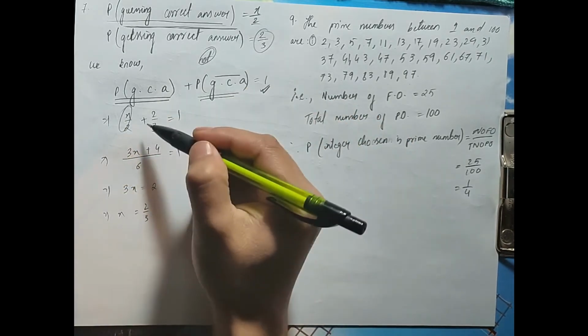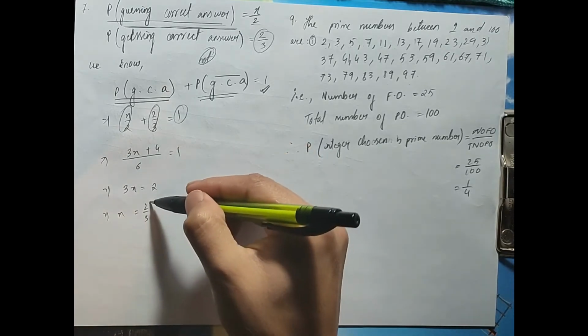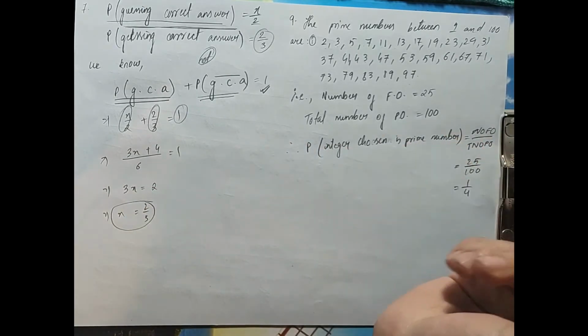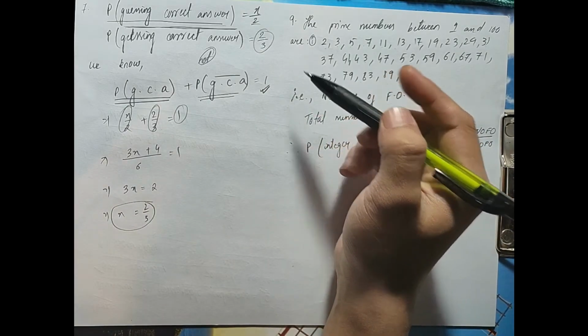So if you substitute, you get x plus 2 by 3 is equal to 1, which if you solve, you will get x is equal to 2 by 3. Fine. Let us look at one more question.